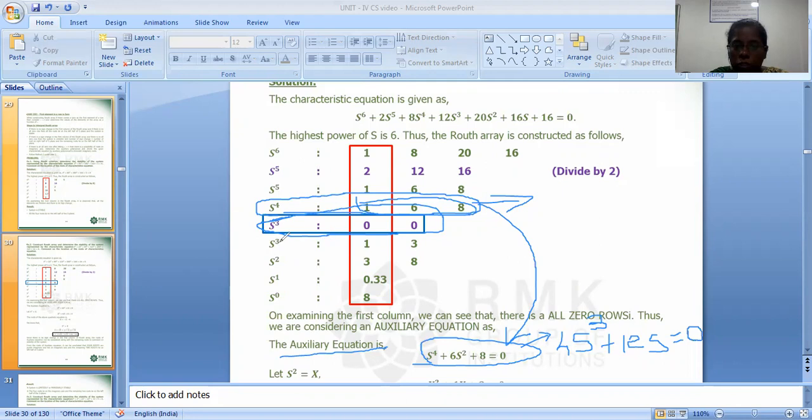So therefore, in the place of 12S cube, what I have to substitute here is 4, and here I have to substitute 12. But again, this 4 and 12, you can simplify that row, because that row you can divide by 4.